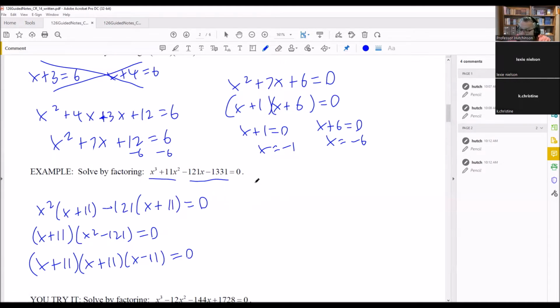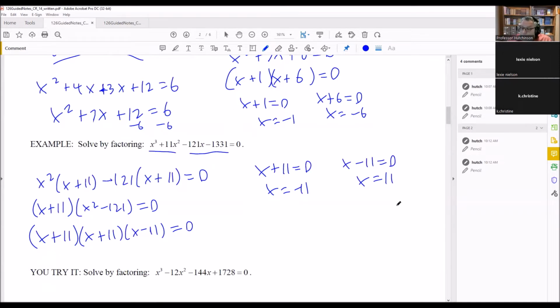Now x plus 11, if I'm setting these equal to 0, this one I only have to do one of them. There's 2 of these that are equal to 0, but I only need to put one of them. Solve for one, then I have x minus 11 equals 0 as well. So I'll get x equals minus 11, and I'll get x equals 11. So I get -11 and 11 as my two answers here.